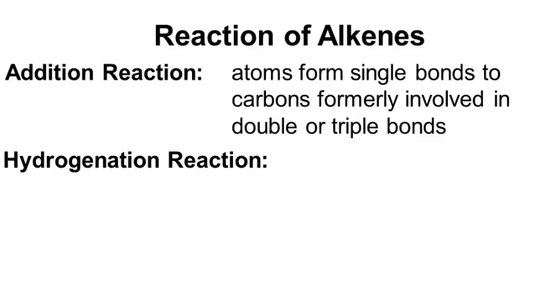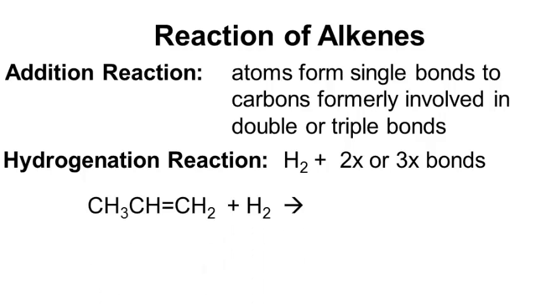One type of addition reaction is called a hydrogenation reaction. In a hydrogenation reaction, the actual atom that's added is hydrogen. So H2, remember if hydrogen's by itself and it's not dissolved as an ion, we call it H2. H2 is added to double or triple bonds.